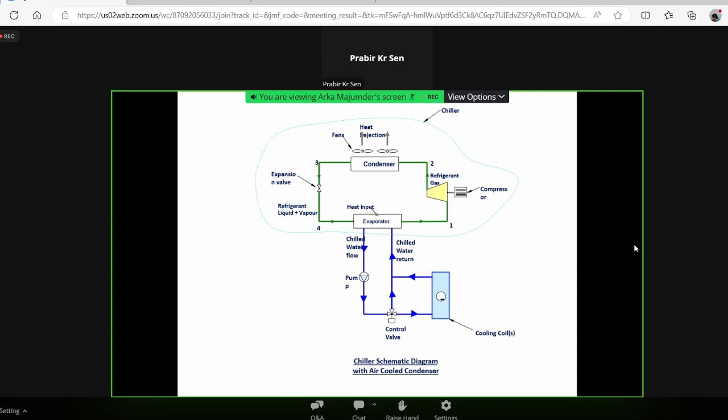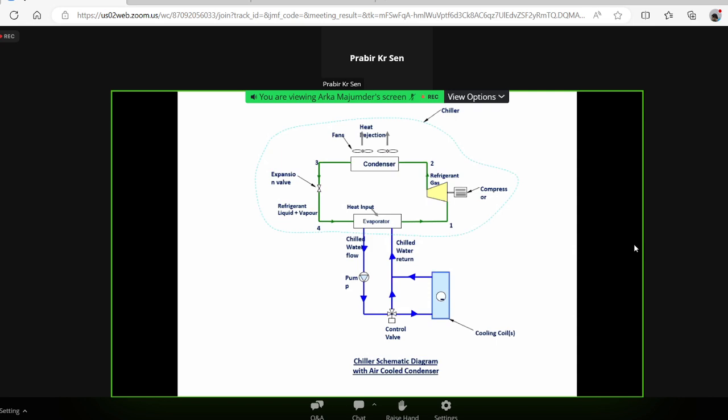And we take that cold water to the room where we need to cool, and there we pass the cold water through a cooling coil and then pass the return air from the room over that cooling coil to recool it and supply it back to the room.